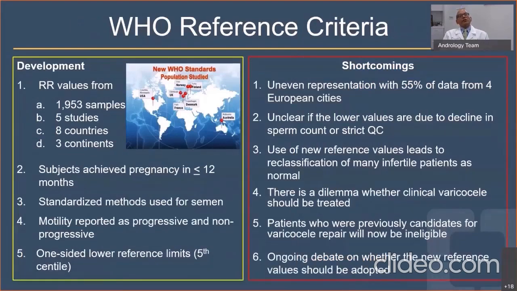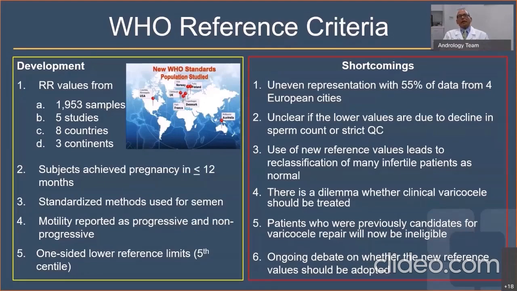Next slide, please. So I want to quickly touch upon how these reference ranges were derived by the WHO fifth edition. In this situation, 2,000 samples were studied from 8 countries, and all the subjects in this data had accomplished the pregnancy in less than 12 months, and standardized methods were used, and both progressive and non-progressive motility were reported.